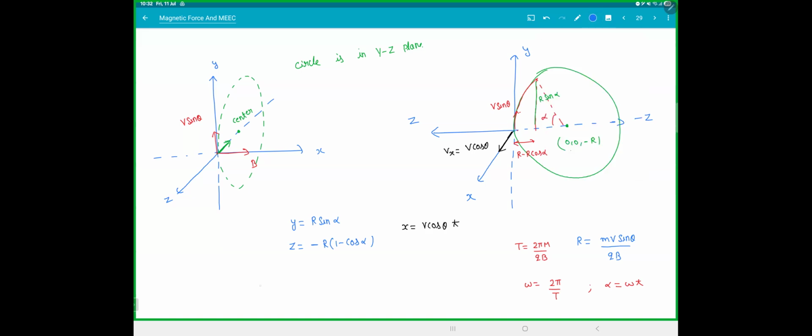Right? So now if you combine these two, you're done, that's your coordinates. If they ask you for the position vector, it will be r bar is equal to v cos theta t i cap plus R sin alpha j cap minus R into 1 minus cos alpha k cap. Check. Clear with this?